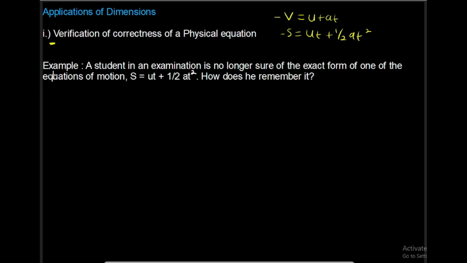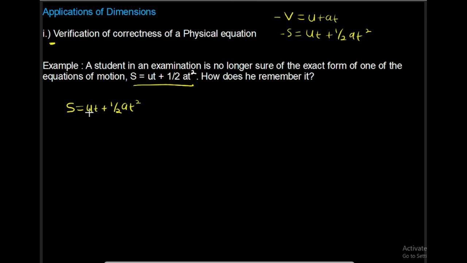So we can look at an example here. This one says a student in an examination is no longer sure of the exact form of one of the equations of motion, s equals ut plus half at squared. How does he remember? So that student in the exam is not sure if this equation s equals ut plus half at squared is correct. So how does he verify that this equation is correct?